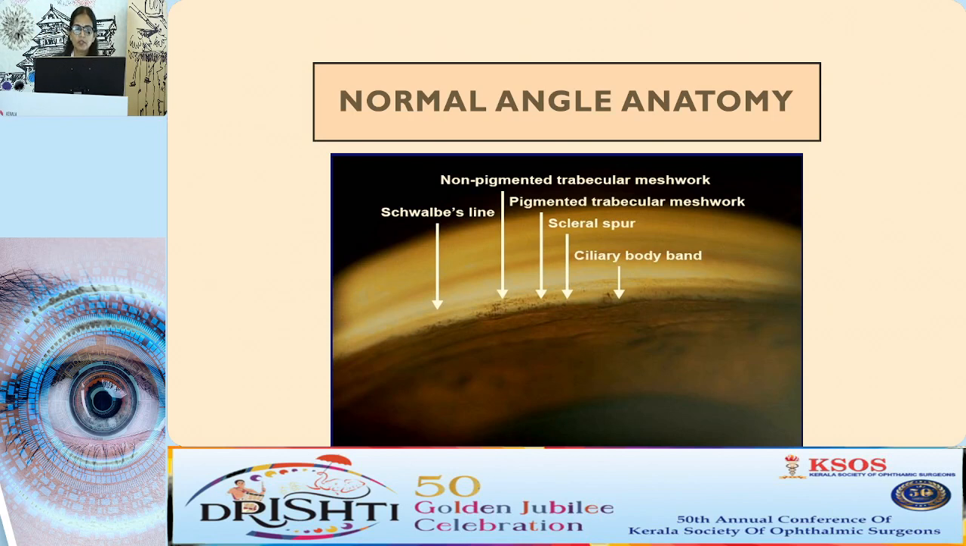As you all know, this is the normal angle anatomy. Starting from the Schwalbe's line anteriorly, the non-pigmented and pigmented trabecular meshwork, scleral spur, ciliary body band, and finally the root of the iris. So what is an occludable angle? When the non-pigmented trabecular meshwork is not seen in 3 quadrants of the angle, without indentation or manipulation in the primary position, it is called an occludable angle.